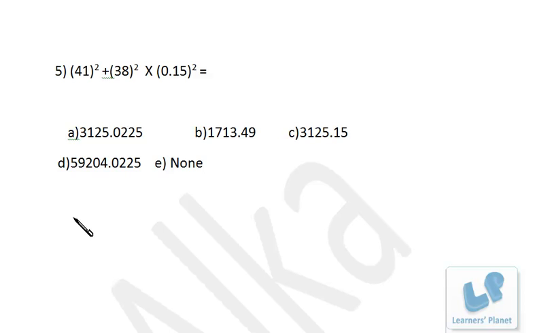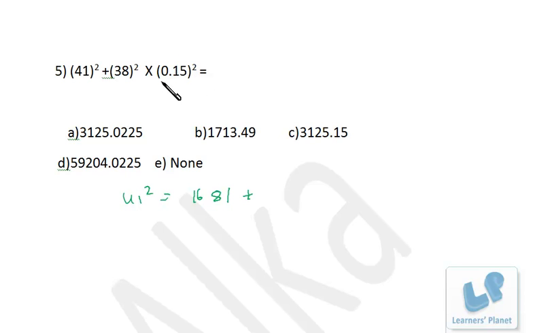now friends, once again a problem based on calculation. 41 square plus 38 square into this figure. See, 41 square, that's 1681. Quickly you can calculate that. It's that 1, this into 2, that's 4, into 1 into 2, that's 8, and then 4 square, that's 16. So 1681 is the square of 41. After that, you need not calculate the square of 38 and 0.15, right?